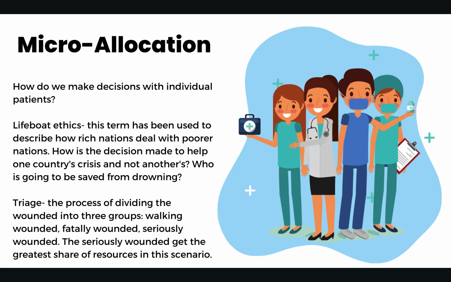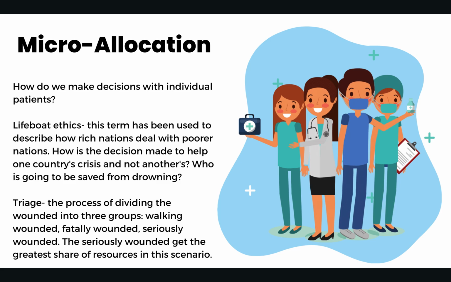Another way to pursue microallocation of resources is through the process of triage. And this is certainly something that happens in emergency rooms and on battlefields. And this is when we divide the sick into three groups: the walking wounded, the fatally wounded, and the serious wounded.